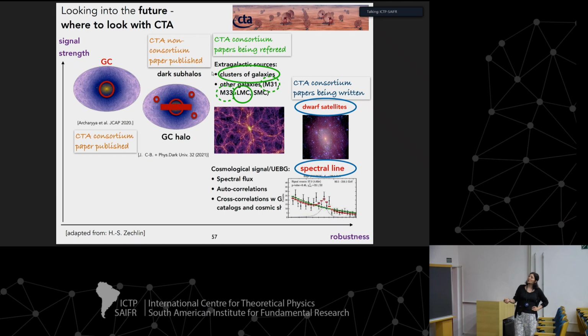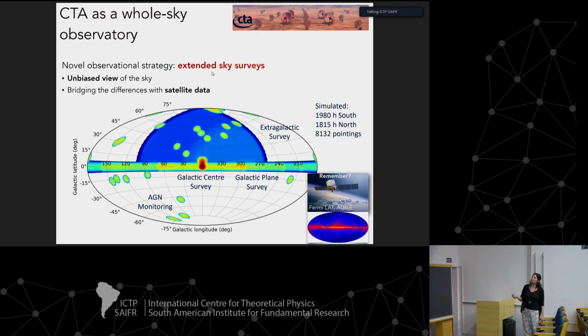Here I just wanted to show that the CTA dark matter group works on tons of these limits already, making projections, and is preparing the ground for the first data. So there are consortium papers on the galactic center, non-consortium dark subhalos, soon from clusters, and from LMC, there is from Andromeda, and then these are being written from dwarfs and spectral line within the CTA group.